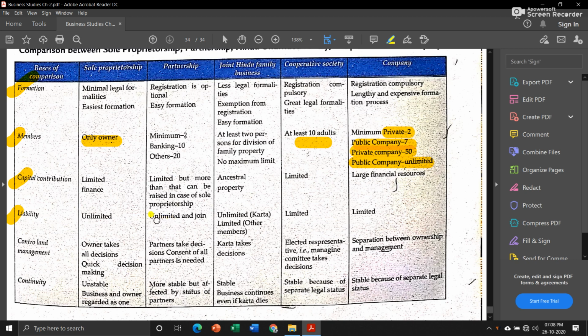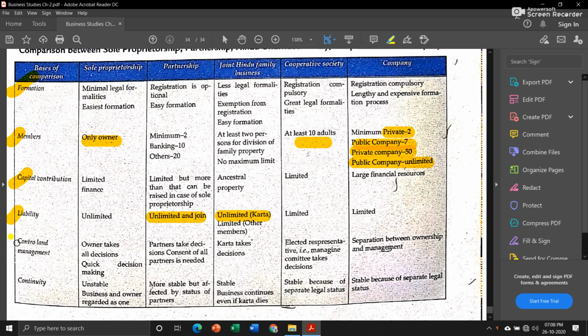Then liability: the sole proprietor has unlimited liability. Then partnership also, all the partners have unlimited liability. Then in joint Hindu family, for Karta the liability is unlimited, but for other members it is limited. Then cooperative society and company, the liabilities are limited.